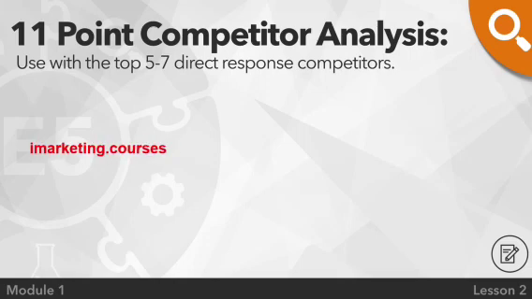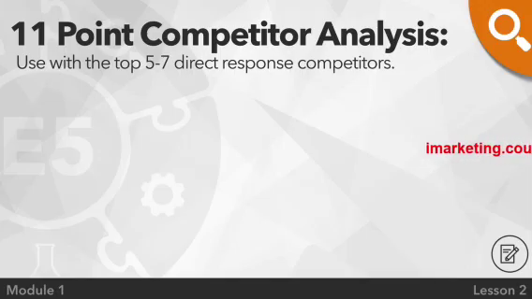Now, you want to use this analysis with the top 5 to 7 direct response competitors in your marketplace. Now, there are 2 things that I want to point out here that are very important. Number 1, this is direct response competitors. That's competitors that are using direct response marketing. We're not looking to analyze the competitors that are using brand, institutional, name recognition marketing. We're only looking to do this analysis with direct response competitors that are using direct response marketing.